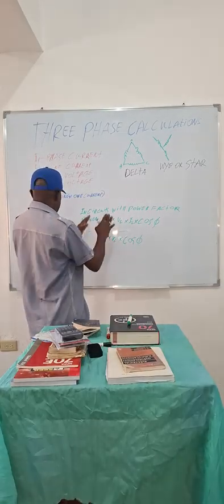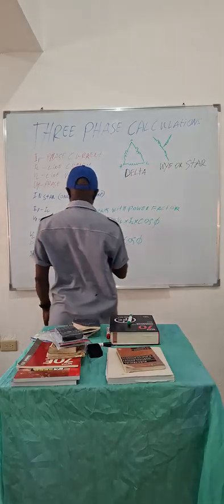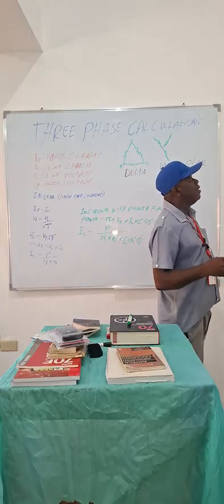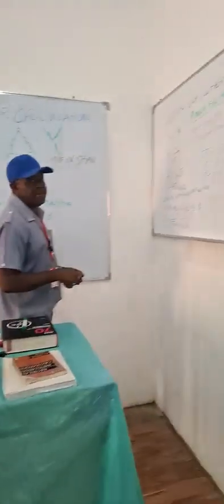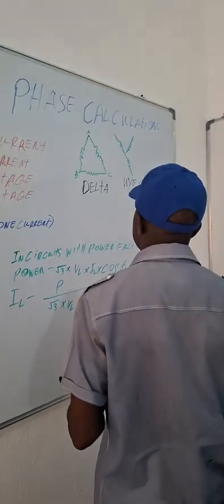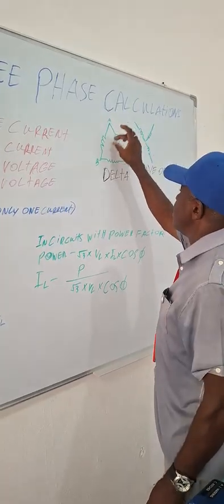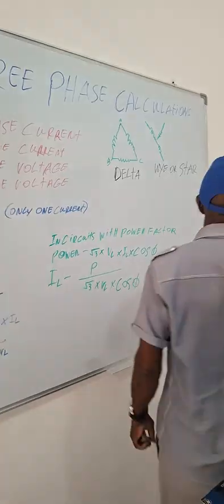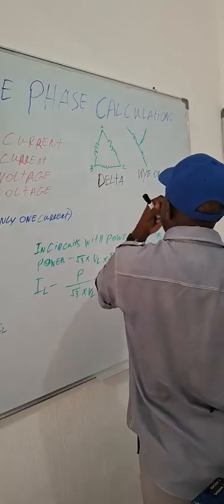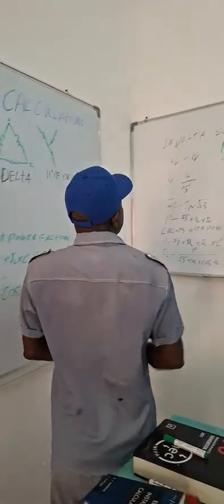So this is the star system, which we just explained. Now we're going to go to delta. In a delta configuration, we have our 3 windings, and they are closed there. Whether it's a motor, generator, or transformer, they are connected in this type of configuration. So it's a delta system.